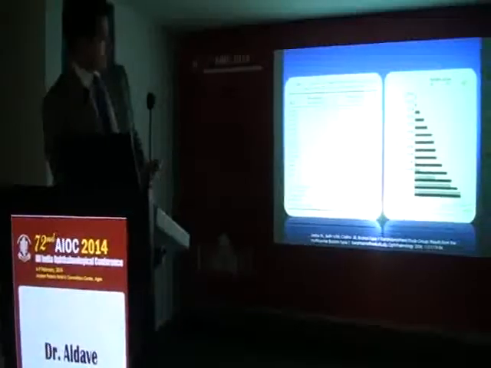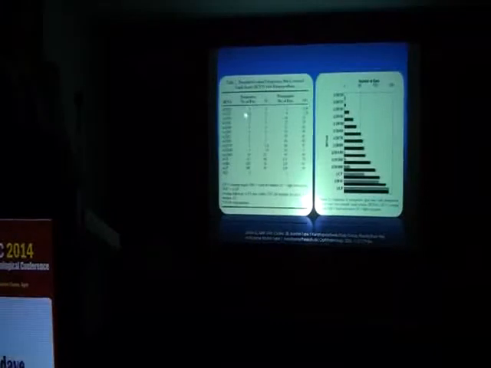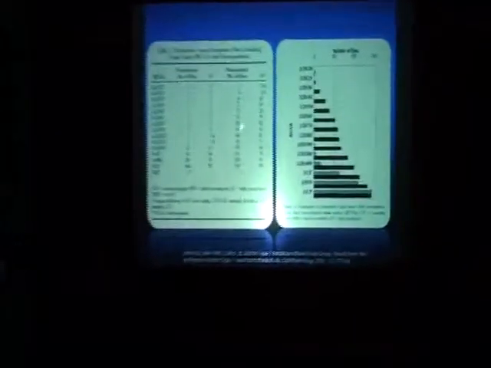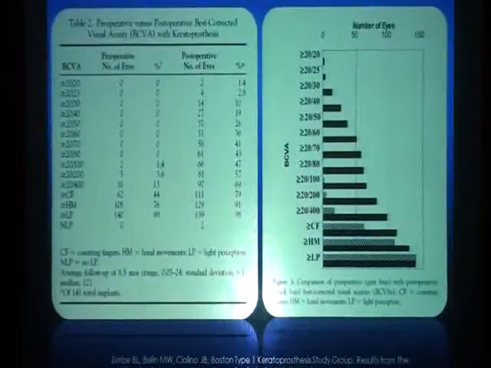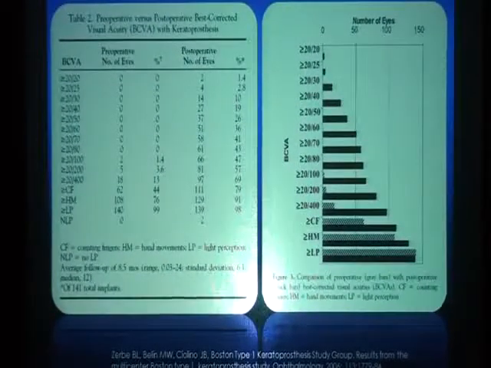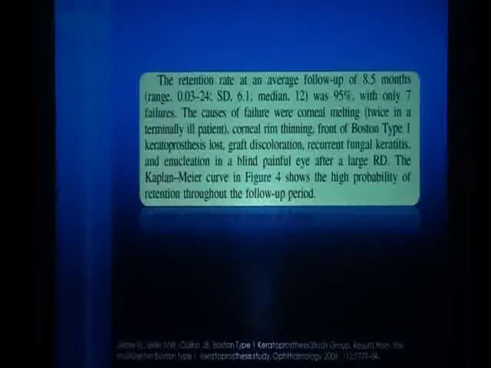And in this paper, there were several tables. These are 2 of them here, which looked at the preoperative visual acuity of patients and then the postoperative final visual acuity of patients, again as part of the evidence to support the utility of the Boston keratoprosthesis. And that was actually part of the study.